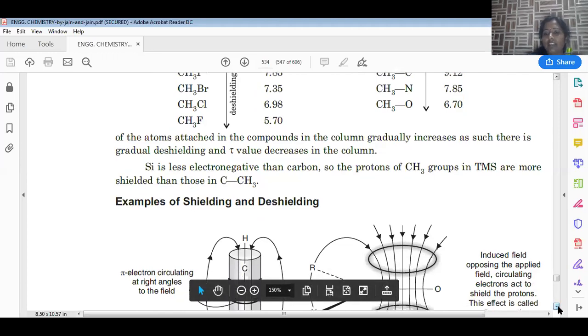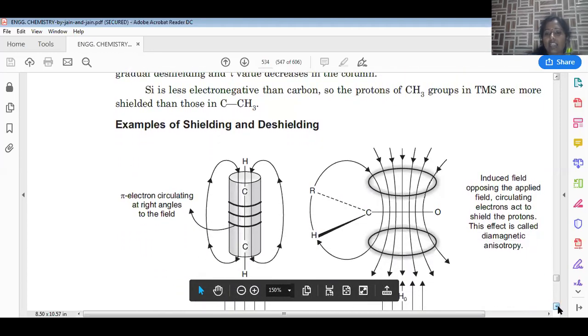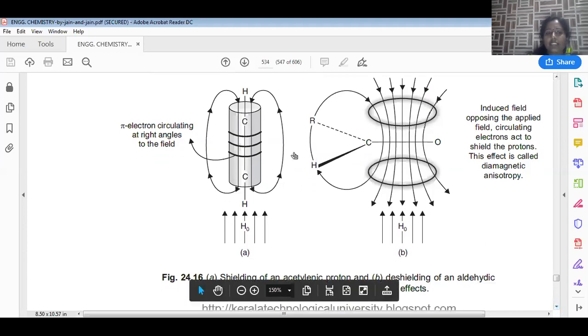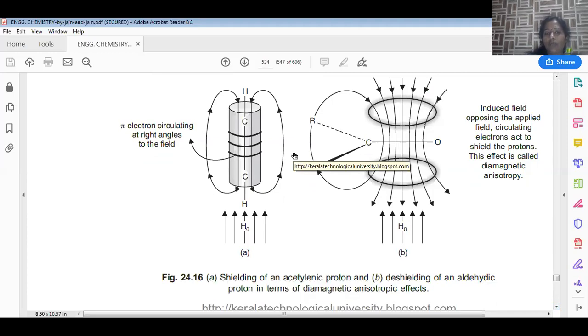Examples of shielding and deshielding, this is also called anisotropic effect. Anisotropic effect is nothing but when we change the orientation or direction of the compound, their properties also change. If the properties are not changed in all possible directions, that is called isotropic effect. But by changing position, their properties are changed, hence it is called anisotropic effect.